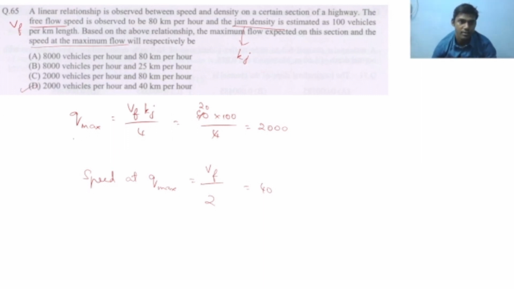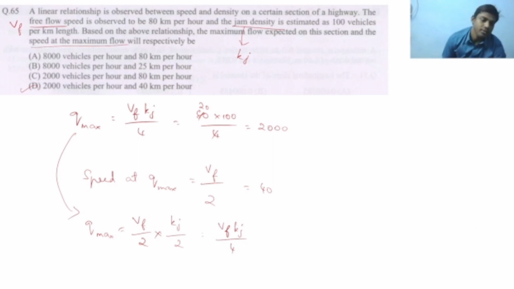So this formula, that is Vf into kj by 4, can be written as Vf by 2 into kj by 2. So this is how that formula came. That is free flow speed divided by 2 into kj divided by 2. So Vf into kj by 4. Here Vf by 2 is equal to the speed at q max, that is the speed at maximum flow, and kj by 2 will be equal to the traffic density.